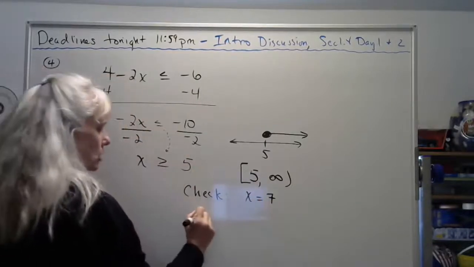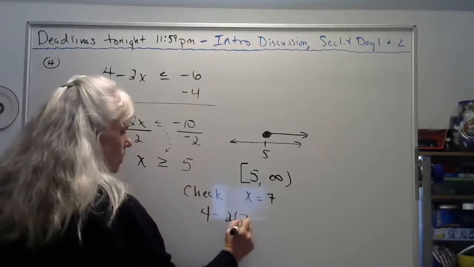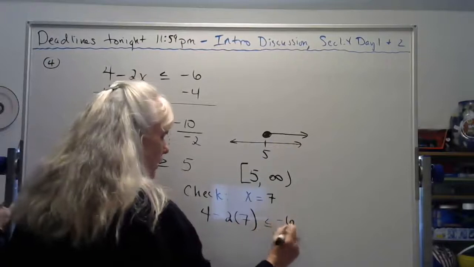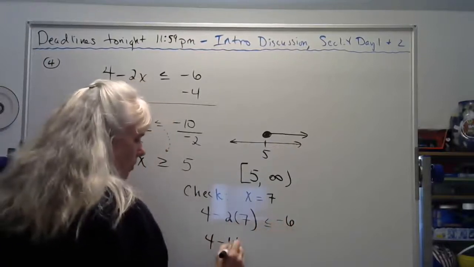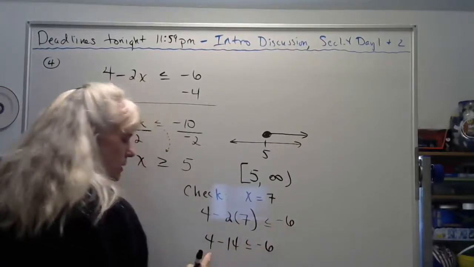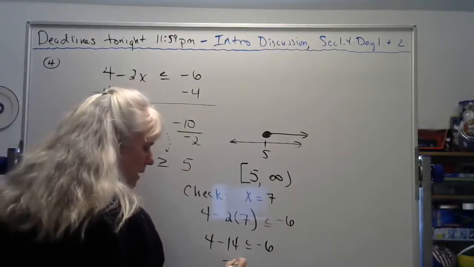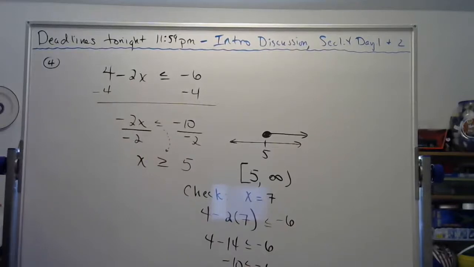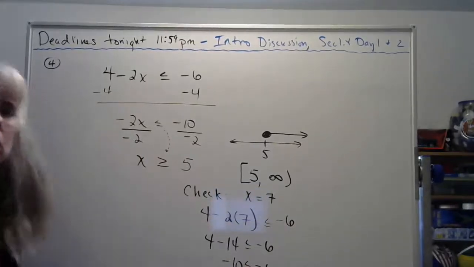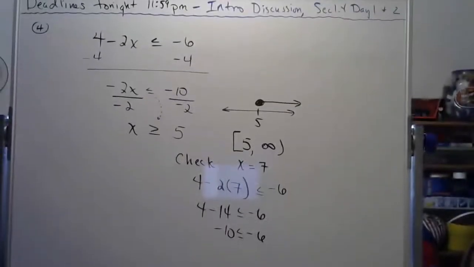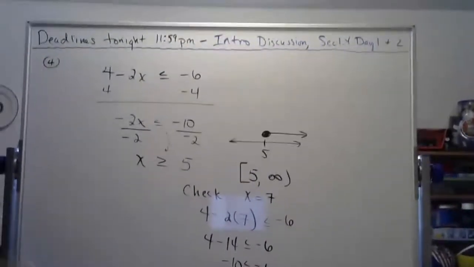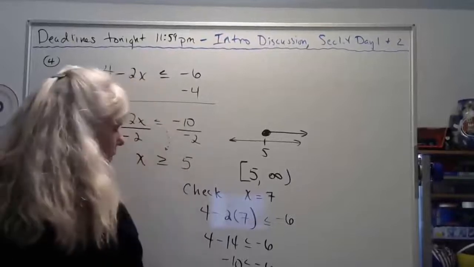Back in the original, it says 4 minus 2, and in place of the x, I'm going to plug in my 7. Is that less than or equal to negative 6? Well, that's 4 minus 14, less than or equal to negative 6. 4 minus 14 is a negative 10, and sure enough, that is to the left of negative 6. So it definitely works. Sorry, I ran too low down on the board. So we can see that negative 10 is, yes, less than or equal to negative 6. So it works. You can check it.